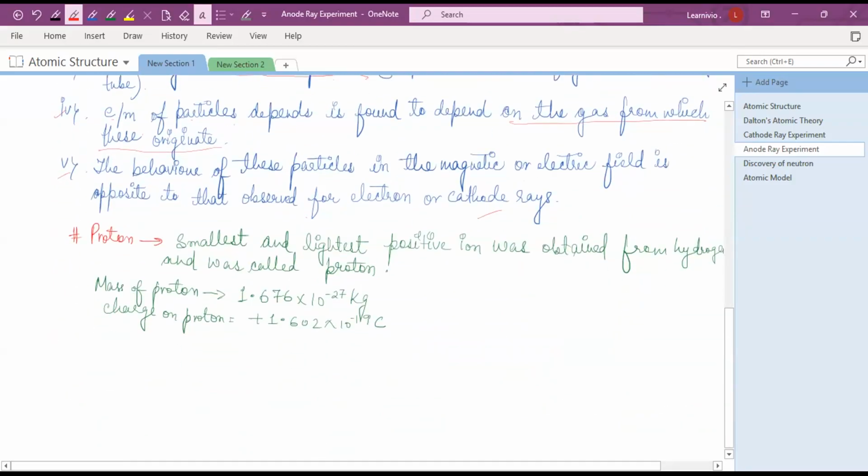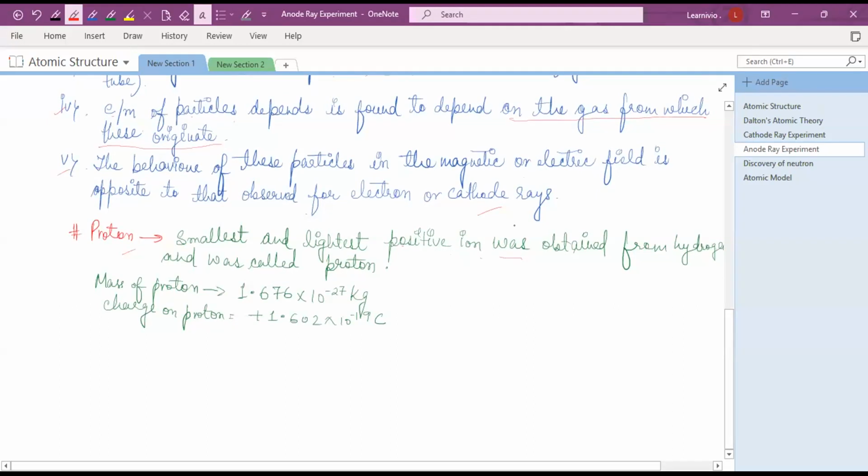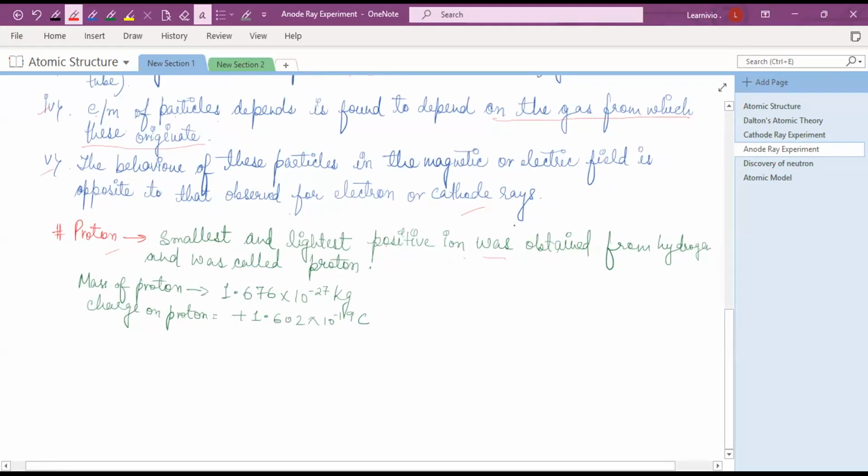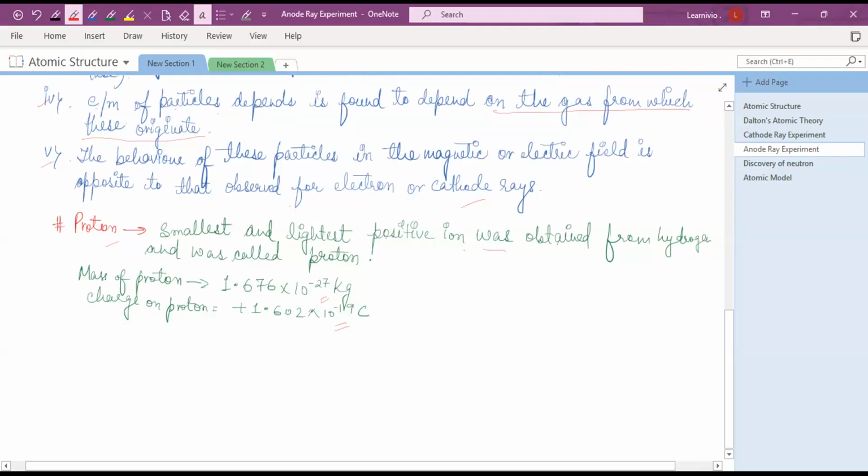Okay, now see, proton is the smallest and lightest. What is proton? Proton is the smallest and lightest positive ion which was obtained from hydrogen, right? It was obtained from hydrogen and was called proton. And the mass of proton is 1.67 × 10^-27 kg, and the charge on proton is +1.6 × 10^-19 coulomb. Clear?